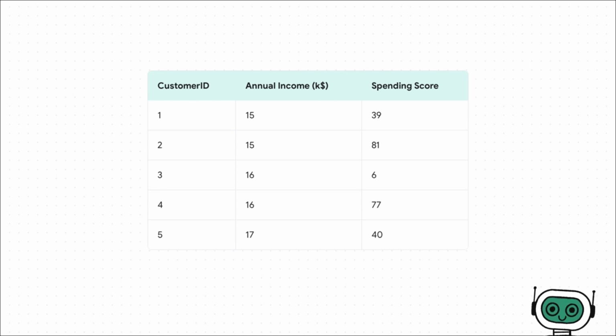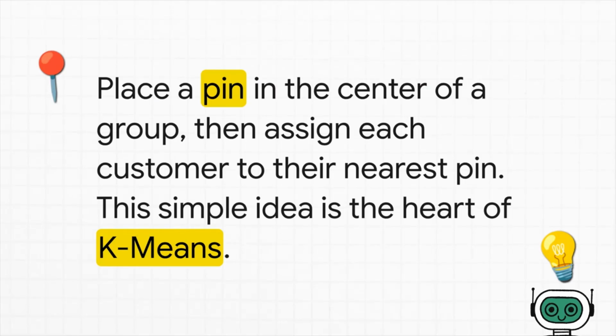Are there a bunch of high-income, low-spending folks? Or maybe a group of low-income, high-spending customers? Finding these segments is gold. Now, if you were to plot all this data on a chart, you'd probably see these natural clumps forming. And just by looking at it, you could probably drop a pin right in the middle of each clump. Then you just say, okay, every customer belongs to whichever pin is closest. That simple idea right there, that's the core intuition of k-means.